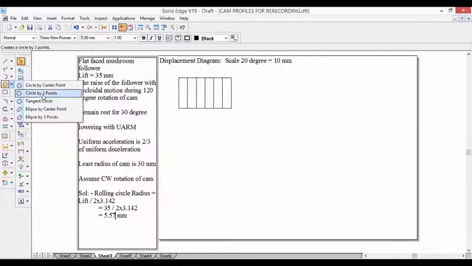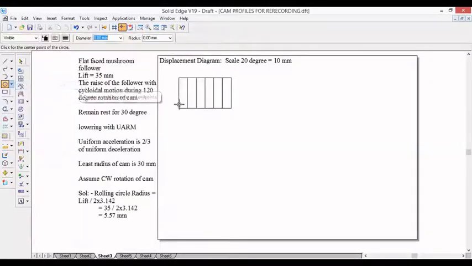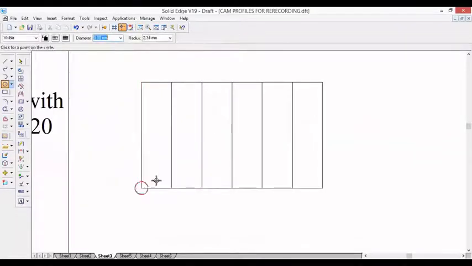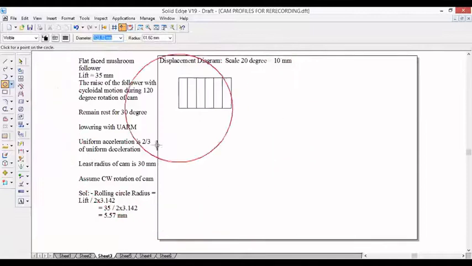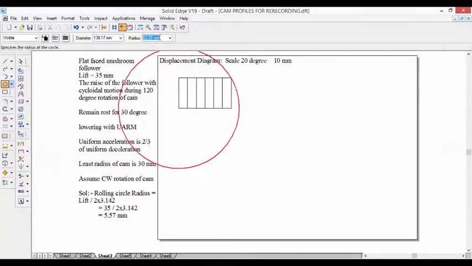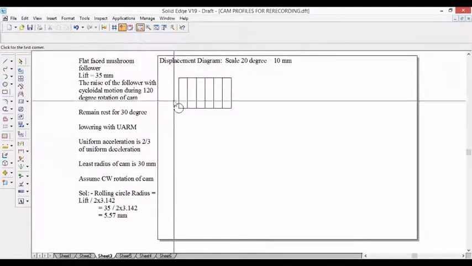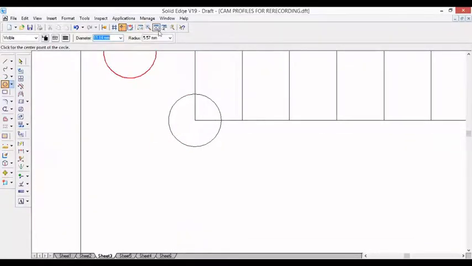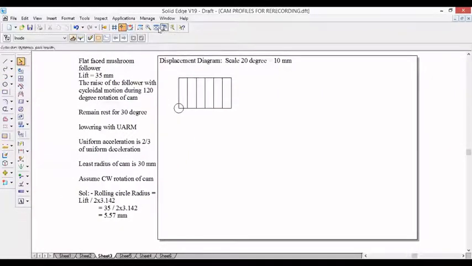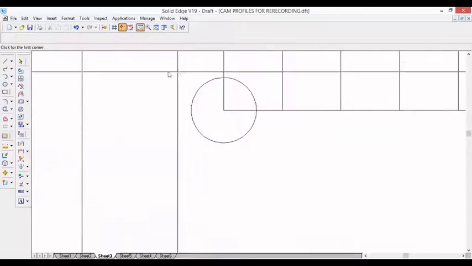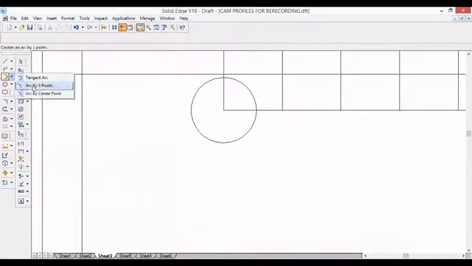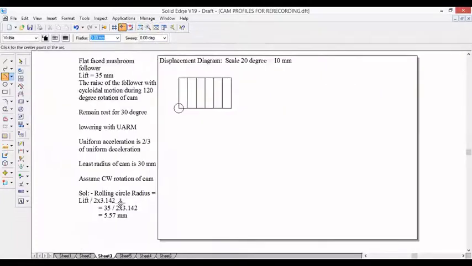Let us take the compass. Keep the compass leg at this corner and take a radius equal to 5.57. Construct a circle of radius 5.57 using the compass. Since we divided the outstroke into 6 equal parts, we need to divide this circle also into 6 equal parts. Let us take the arc by center point method. The radius is 5.57, and we need to maintain it as it is.